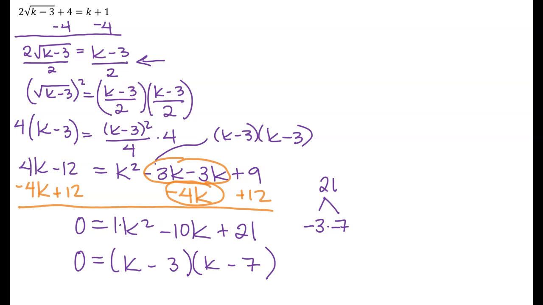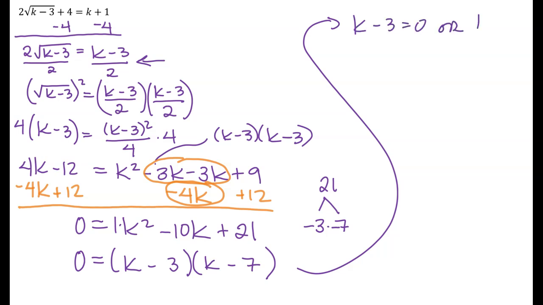If anyone's doing the factor by grouping, you would do the same strategy. You'd just split up the negative 10k into a negative 3k and negative 7k, and it will get you there. So I'm not totally skirting that method. It's just a little quicker and easier to go ahead and fill in the factors when you have a leading coefficient of 1. So I am getting k minus 3 equals 0, or k minus 7 equals 0, which means k equals 3, or k equals 7.